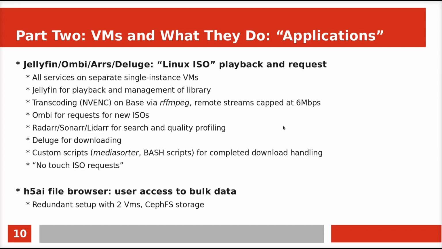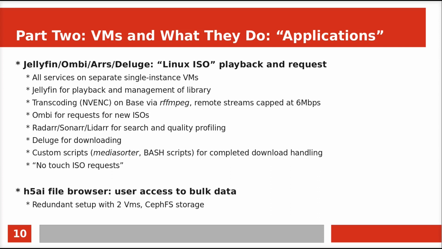I do transcoding for the Jellyfin environment using NVENC on my base server using another of my own little projects called RFFmpeg. That's able to just do the transcoding on a different server than where Jellyfin's running. And I do that transcoding because of my slow internet connection, I cap the remote streams at 6 megabits a second, and that forces transcoding for most of my very high quality Linux ISOs.